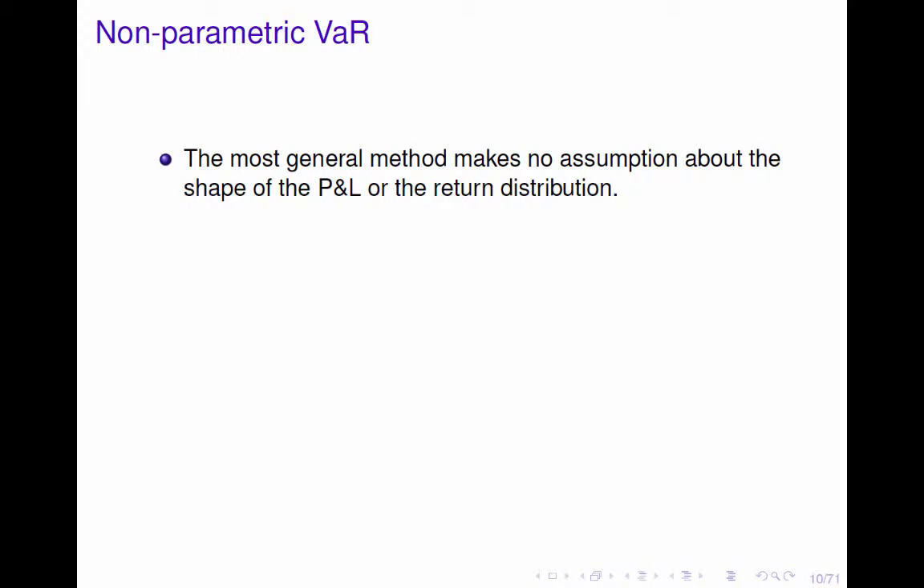Let's continue with the introduction of VAR. As mentioned at the end of the last lesson, there are two major approaches for the estimation of VAR, the non-parametric approach and the parametric approach. Let's first talk about the non-parametric approach. It is the most general method that makes no assumption about the shape of the profit and loss or the return distribution.